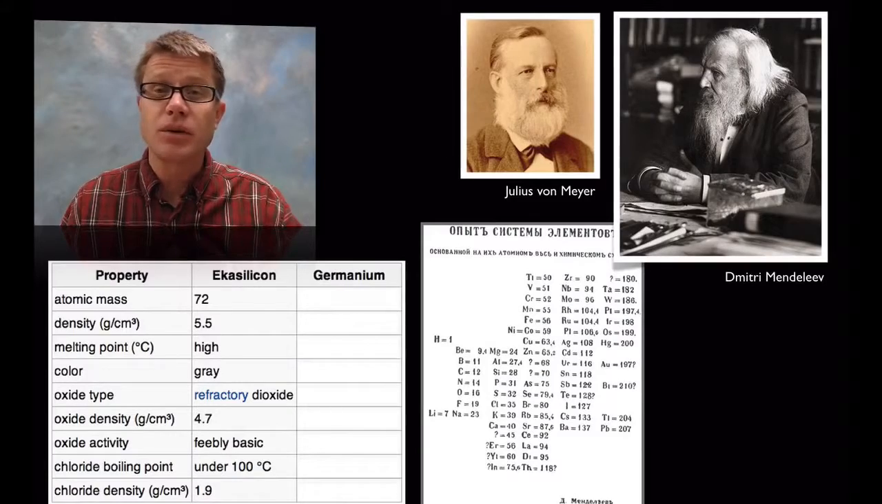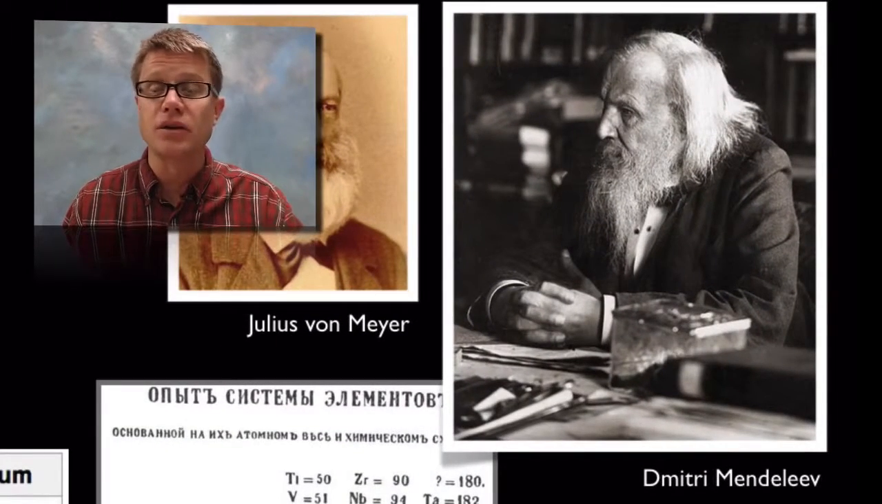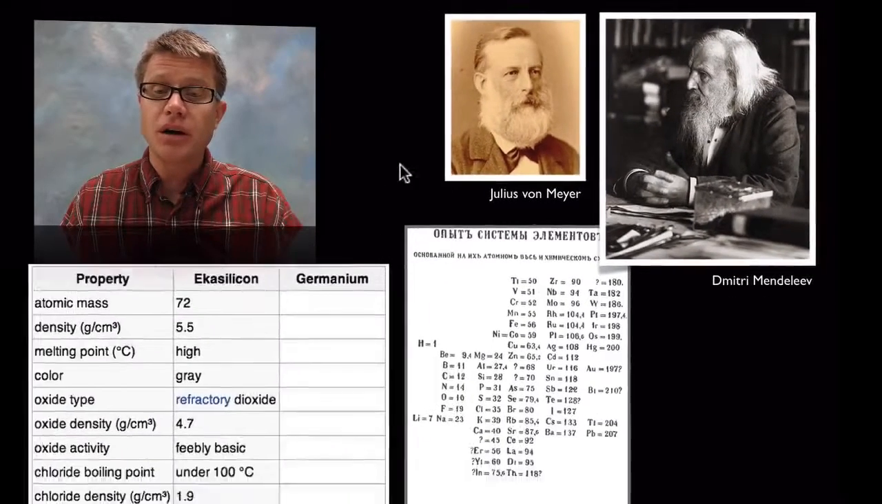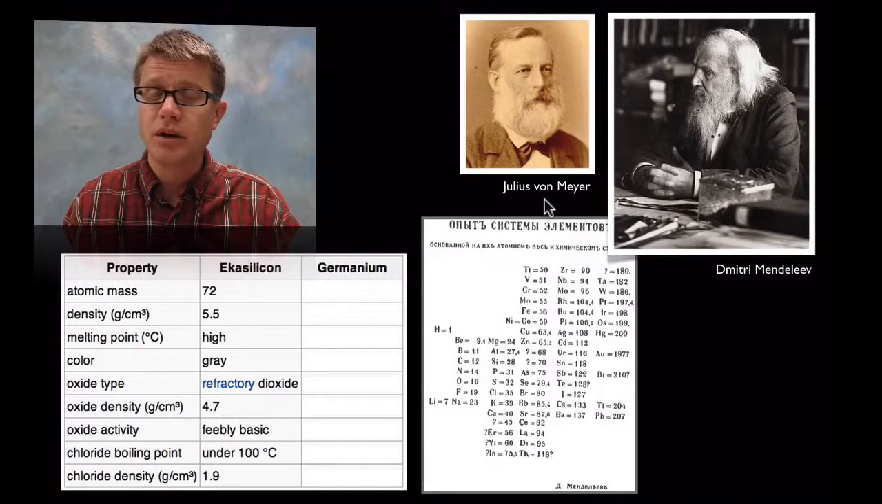So it's hard to talk about the periodic table without talking about Dmitri Mendeleev, who's really the father of the periodic table. But you've probably never heard of Julius von Meyer, who was a German who was working on the periodic table at the same time and published his periodic table around the same time as Mendeleev. Now, why haven't you heard of Meyer?